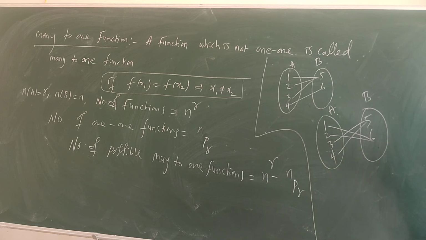The function which is not 1, 1, all are many to 1. You just see that it is 1, 1 or not. If it is 1, 1, okay, 1, 1. If not 1, 1, many to 1. In that many categories are coming later, but many to 1 is identified like this. Clear? Right.